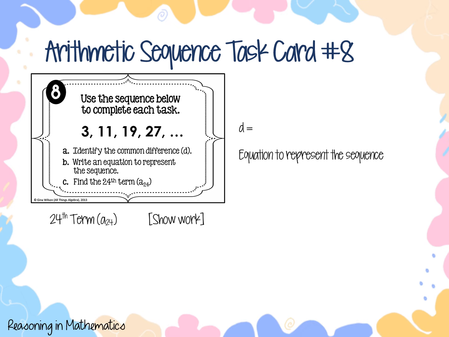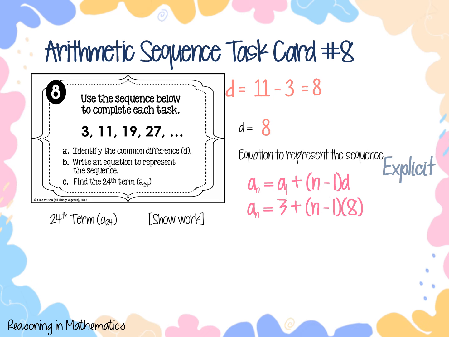Sequence 3, 11, 19, 27, common difference 11 minus 3. We are increasing by 8 every time. That's our common difference. Explicit formula. Let's plug in initial value 3. Common difference is 8. Distribute. A sub n is 3 plus 8n minus 8.